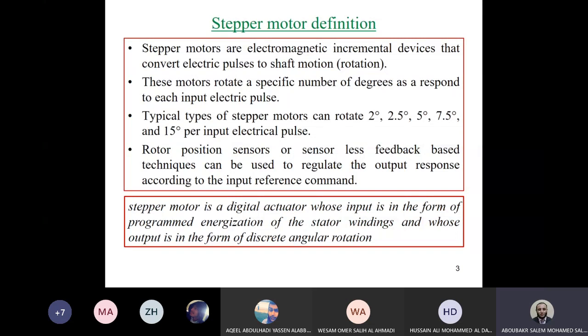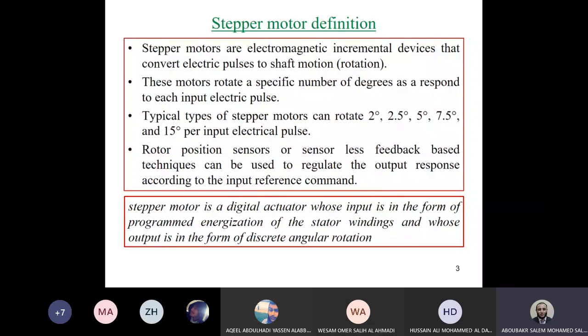But for now, we need to make a definition for the stepper motor based on the features of this motor. Stepper motors are electromagnetic incremental devices. Incremental means it is going to increment the angle in order to move through a complete cycle. This is the meaning of an incremental device that converts electric pulses to shaft motion. And here we have a rotational motion type.